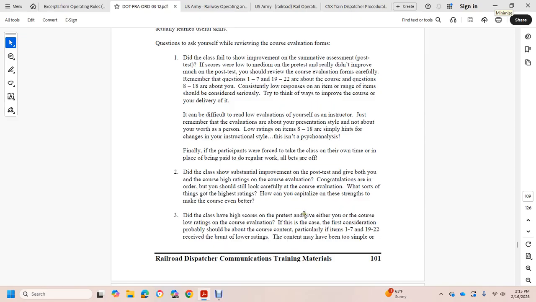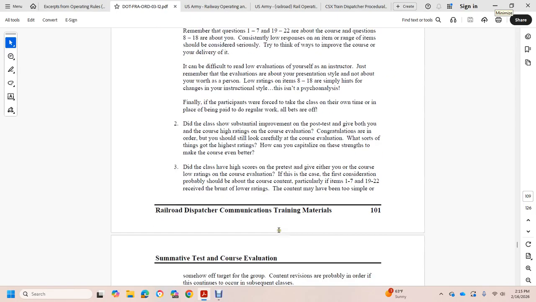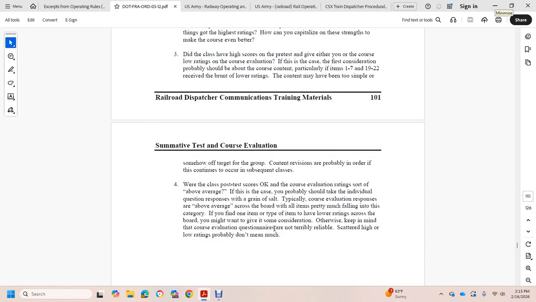Did the class have the highest pre-test score and give the course low ratings on the course evaluation? In this case, the first consideration is probably the course, particularly if items 1 through 7 and 19 through 22 receive the brunt of the low ratings. The content must have been too simple, or somehow too difficult or off target for the group. Content revisions are probable in order to continue the curve for the subsequent class.